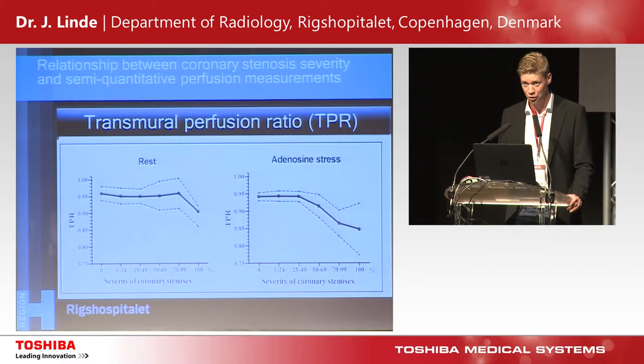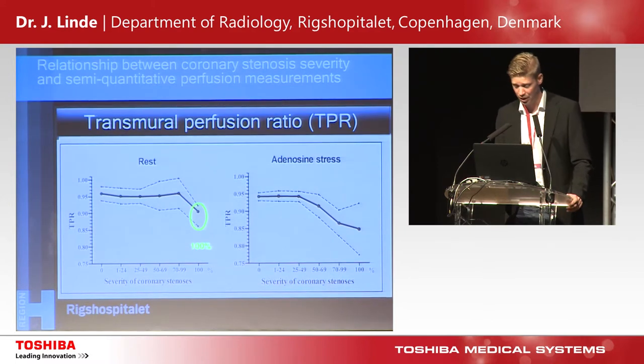For the transmural perfusion ratio, the TPR, we saw that at rest, the TPR was quite constant, although patients with total occlusions had significantly lower TPR values. During adenosine stress, we saw that the TPR was constant until a threshold of 50% stenosis, from where the TPR declined even further.